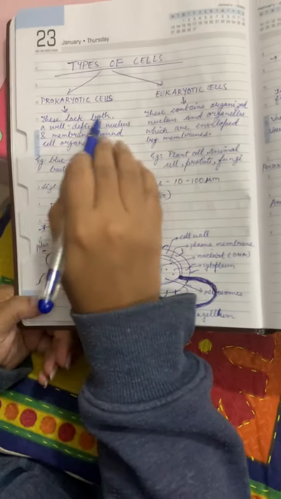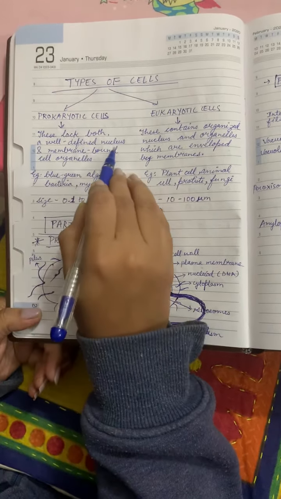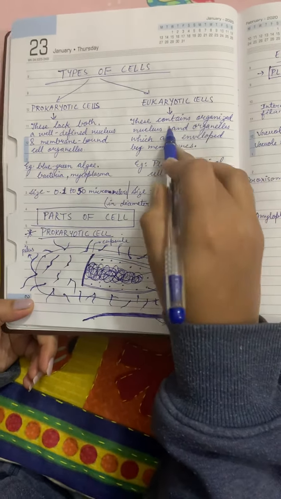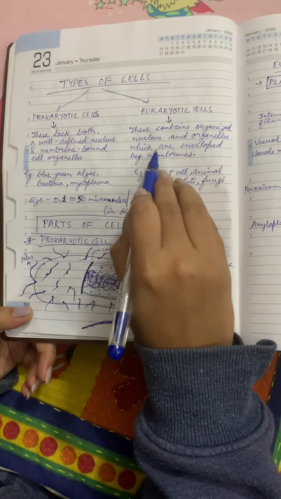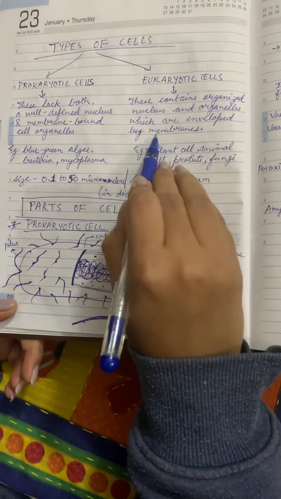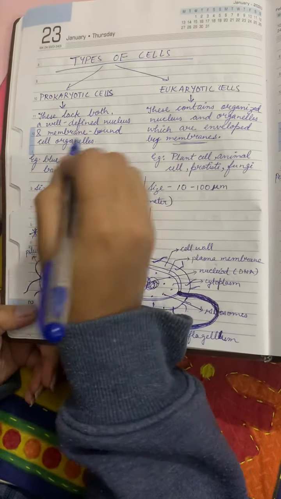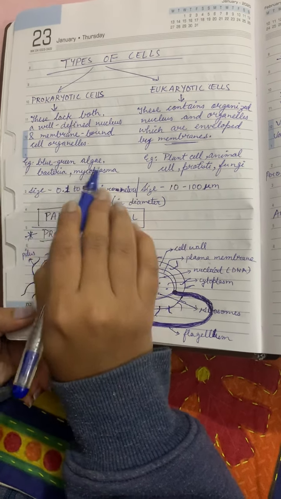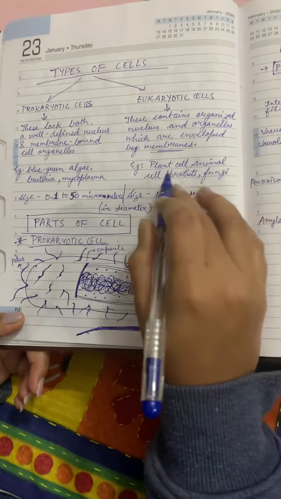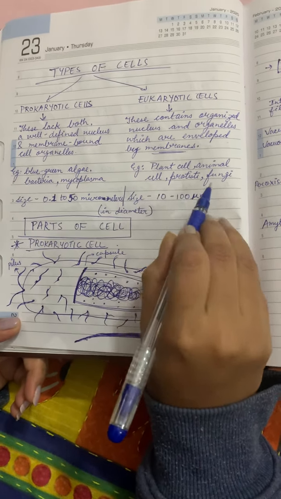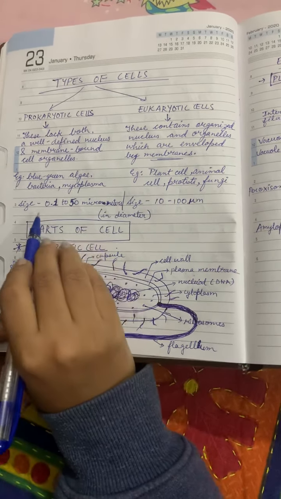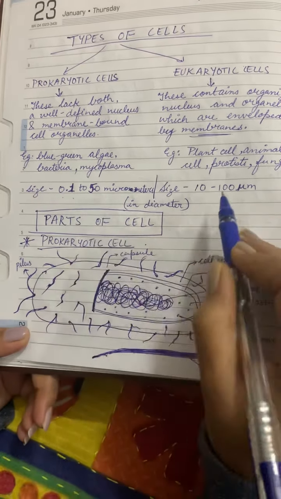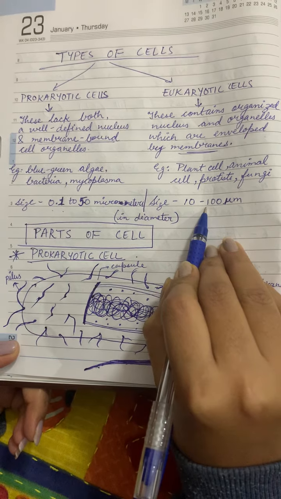Okay. Now, we can see the basic difference here. Prokaryotic cells lack both a well-defined nucleus and membrane-bound cell organelles. And a eukaryotic cell contains an organized nucleus and organelles which are enveloped by membranes. So membrane is the basic difference. Now some examples of prokaryotes are blue-green algae, bacteria, mycoplasma. Here you can see plant cell, animal cell, protist, fungi, etc. Now you can see the basic size difference. It can be from 0.1 to 50 micrometers, and it can be from 10 to 100 micrometers in diameter.